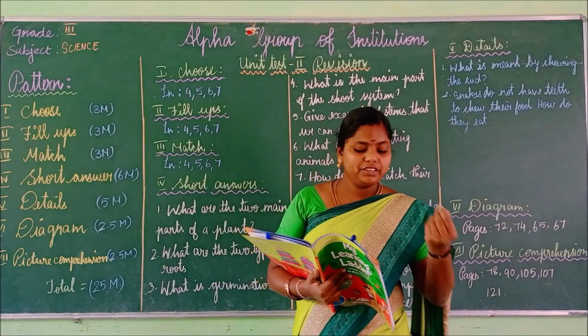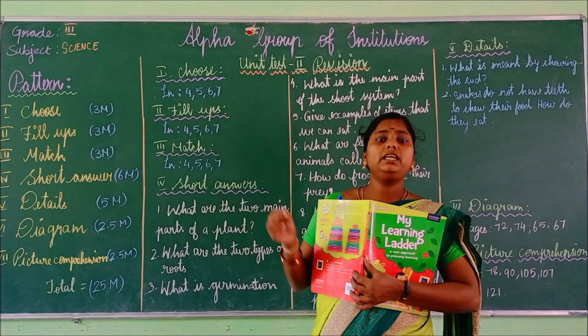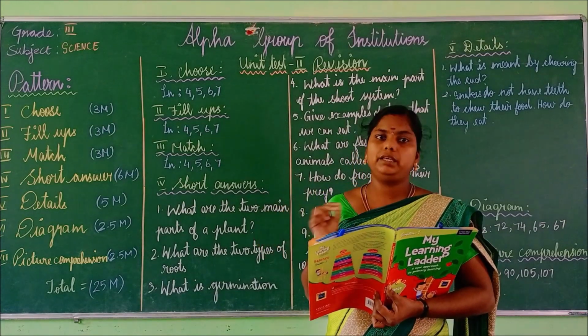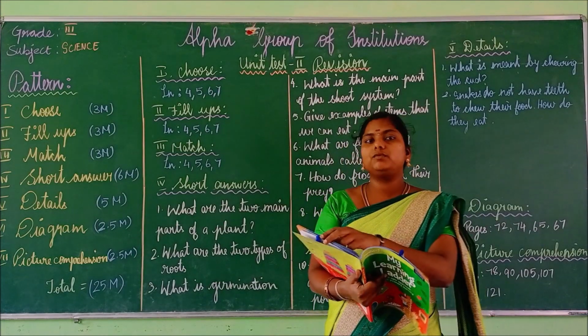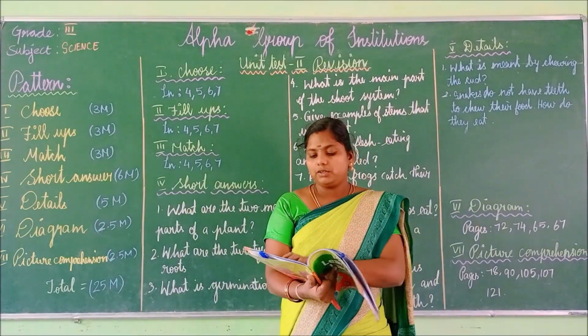So here, which part of the plant attracts bees? The flowers attract the bees. Answer is the flowers attract the bees. Is it clear, children? So here your first lesson choose is over. We will move on to the next lesson choose.